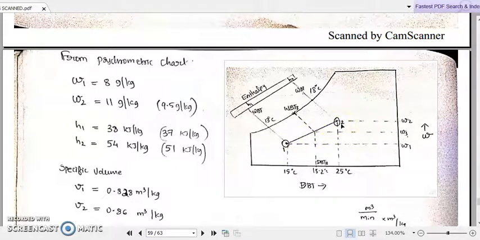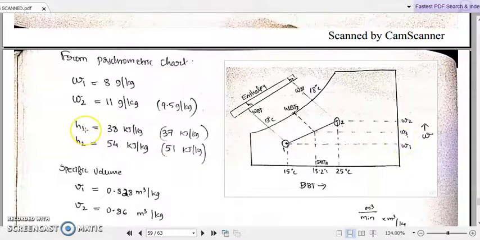This line 1 to 2 will be representing the mixing of the air streams 1 and 2. Then very easily we can find out omega 1 and omega 2, the specific humidities corresponding to the points 1 and 2. Omega 1 is found out as 8 gram per kilogram. Omega 2 will be 11 gram per kilogram. Okay, so that is it.